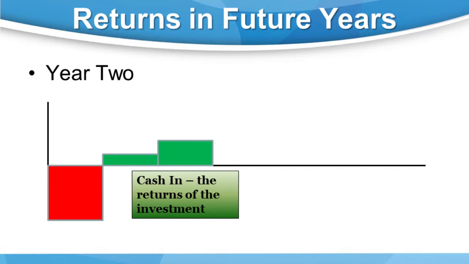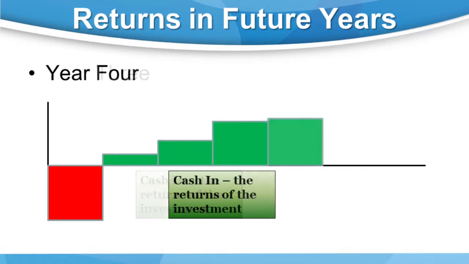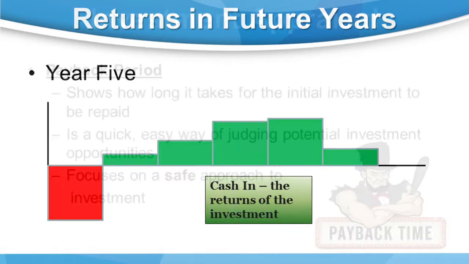More cash flows into the business in year two, year 3, year 4, and at year 5, the cash inflow to the organisation has fallen from that in the previous year. We'll assume for the purposes of this example that the asset has reached the end of its useful life at the end of year 5 and will be scrapped.